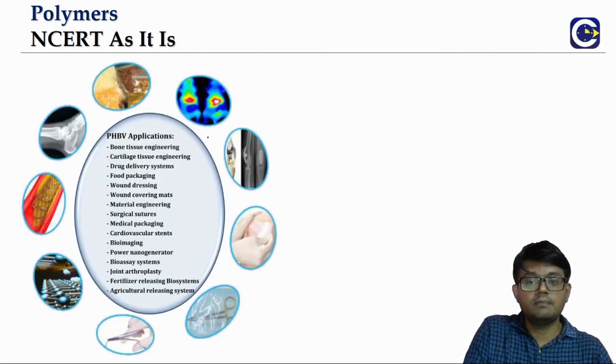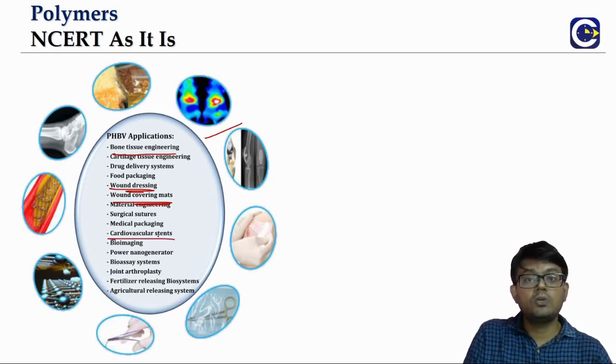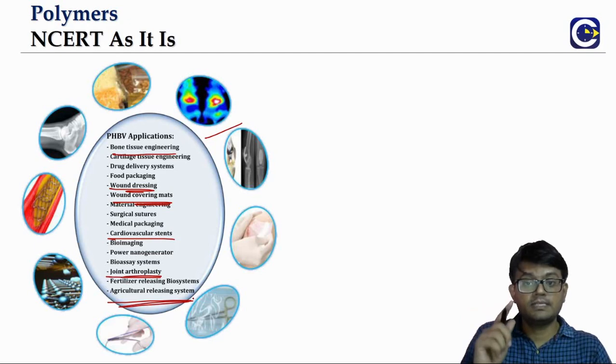If you see the summary, they are used in bone tissue engineering, wound dressing, wound covering mat. They can be used for cardiovascular stent. Because it is biodegradable, it is degraded within the biological systems. It is used for joint orthoplasty. It is also used for agricultural releasing systems, etc. So wherever you see medicinal or biological system related use of polymer, just keep in mind what it is: PHBV.